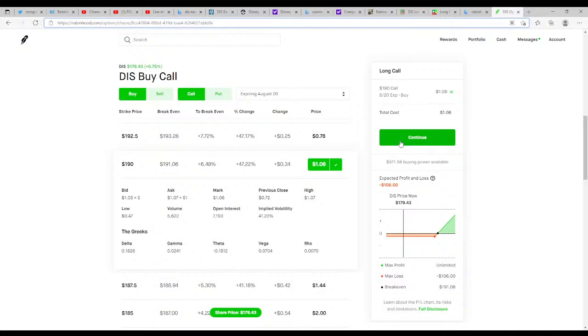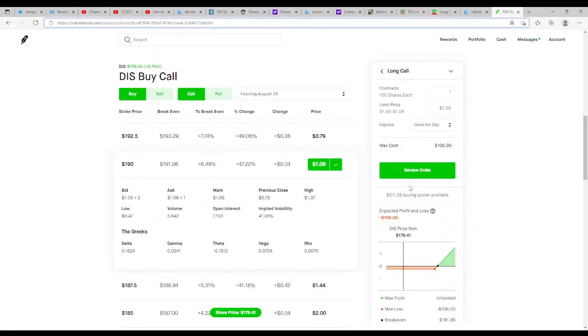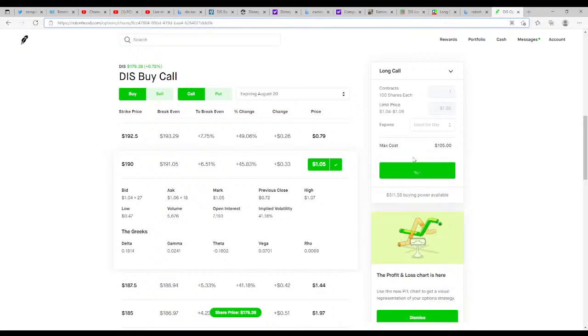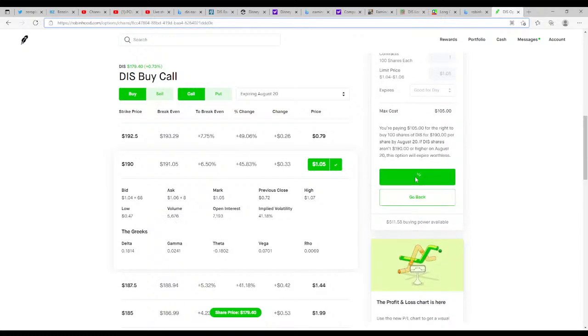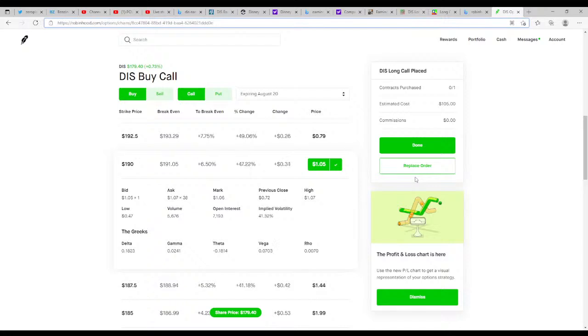Okay, so we're buying 190, expiration 8/20, for 106. Yes. Review order. Right here, oh, you hit review. Yeah, when you hit OK, then you can put in more. So if I wanted to, I could buy 2, 3, 4, 5, whatever. So that looks good to me. Let's buy. Submit. So it's placed.